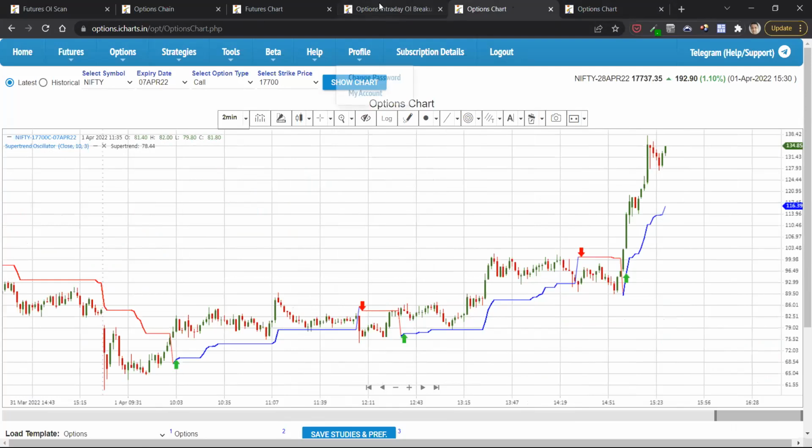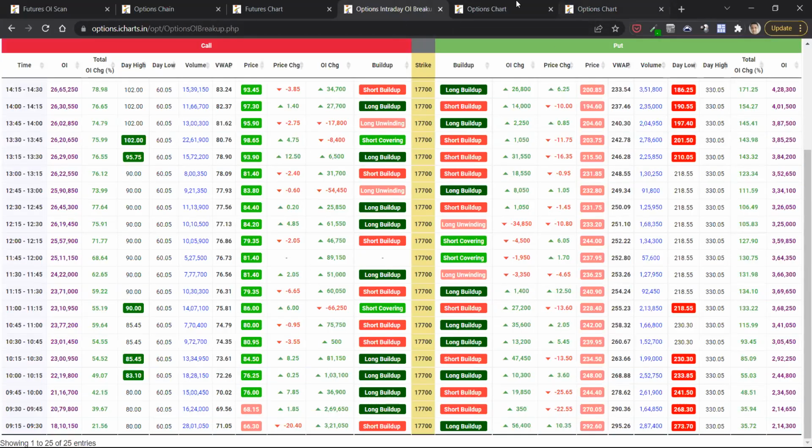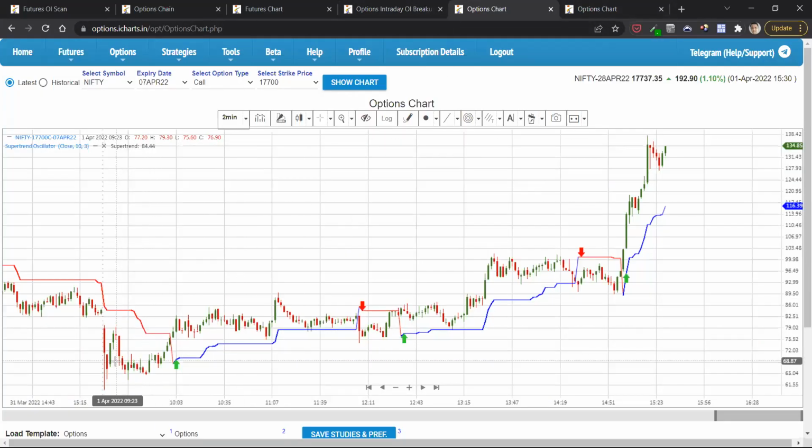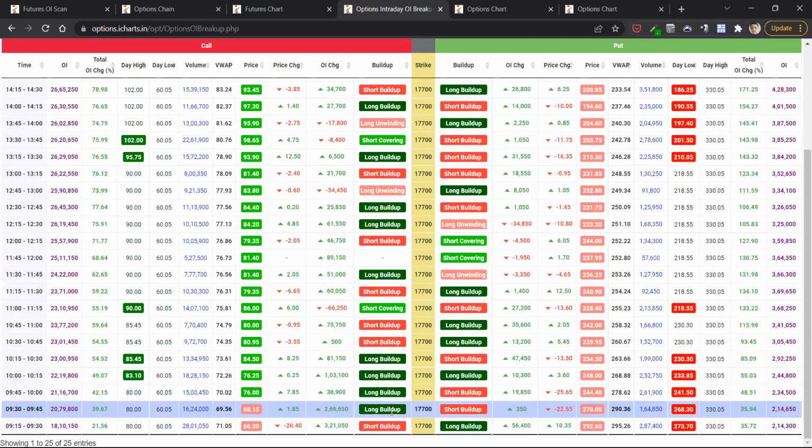For call, actually, call is showing short buildup, and here call is showing that it is in sell mode based on super trend. So you would sell here but exit here. So these are the signals you can take.